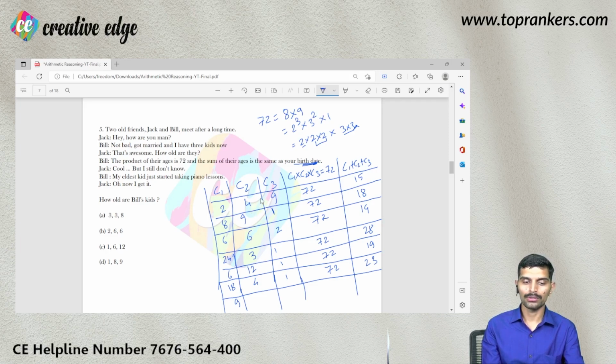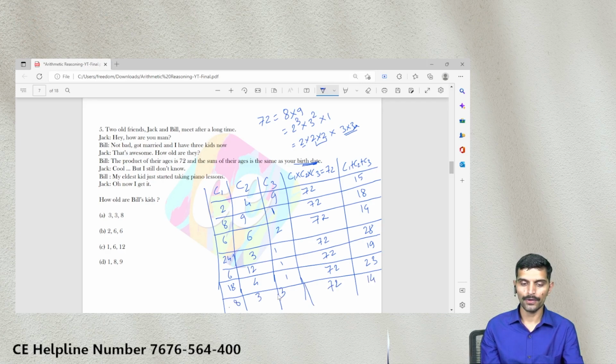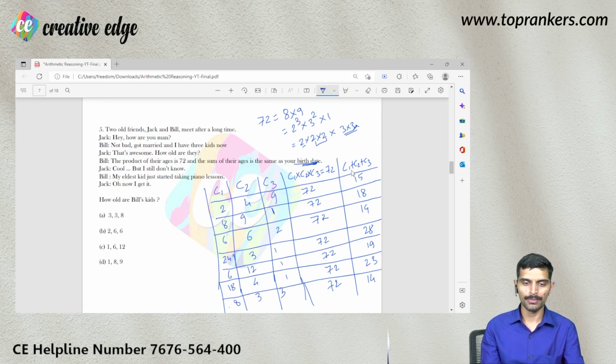So 3 into 3 into 8, right? This is remaining. We can have twins with age 3, 3 and 8 as well. So 8, 3, 3. This is 8, 3, 11, 3, 14, 72, and the sum is 14. So these are certain possibilities.